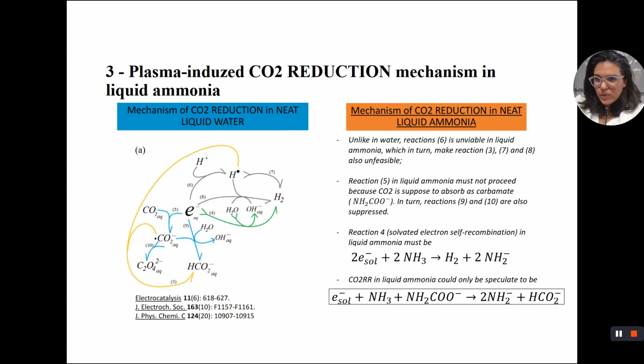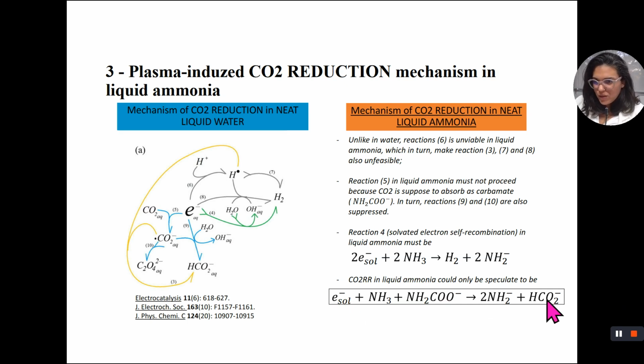What about the carbon dioxide reduction mechanism? I would follow the same rationalization, using the mechanism already studied for water and relating it to what would be expected for liquid ammonia. Again, the carbon dioxide mechanism was already investigated, and given that liquid ammonia does not have acidity, reactions 6, 7, 8 will be suppressed, as well as reaction 3, as the carbon dioxide absorbs in liquid ammonia as carbamates. So reactions 5, 10, and 9 would also be suppressed, allowing for this possibility here.